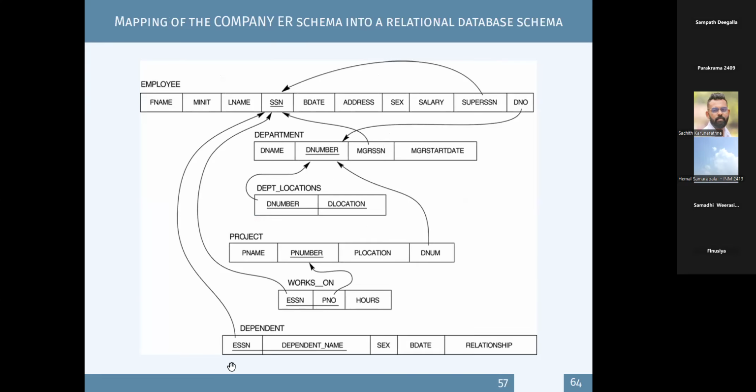Now, if you look at the mapping for dependent, you can notice we have employee social security number actually coming from the employee relation, and the name is already there. It's a partial key. By combining this, we create the primary key for this. And these are the other attributes. We have sex, birth date, and the relationship.